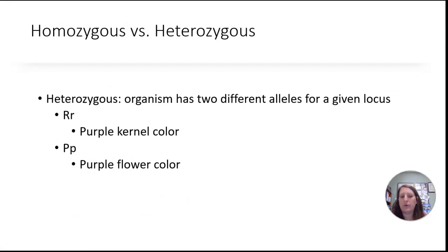So you can also get purple kernels from this genotype: capital R, lowercase r. Those are the two alleles here, and the two alleles are different. This individual inherited both a dominant and a recessive allele. Whenever that happens, if it follows Mendel's rules, then the organism will express the dominant phenotype. So big R, little r would give us purple kernels. Big P, little p would give us purple flowers. Again, you want to make sure you know the difference between genotype and phenotype, and the difference between homozygous and heterozygous.